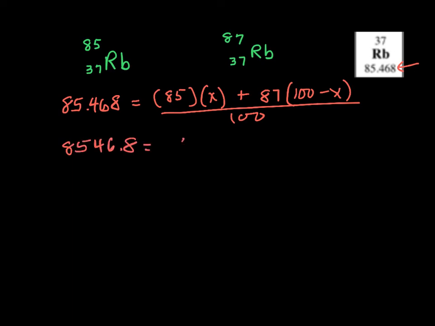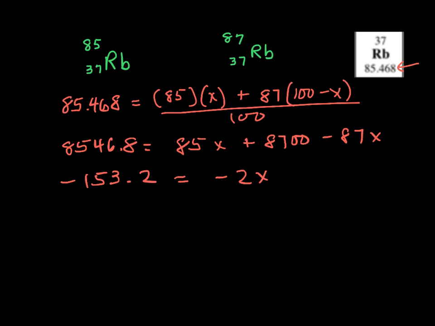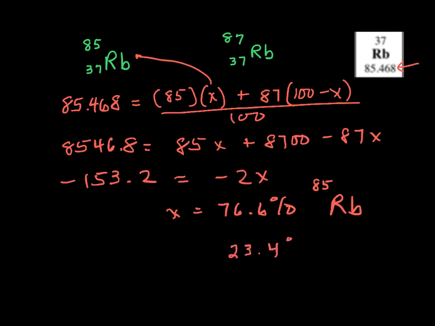8546.8 equals 85X plus 8700 minus 87X. We've got a minus 2X on this side and a minus 153.2 on this side, divided by minus 2. And we're going to get X is 76.6%. And this is the one we called X, so it's going to be rubidium 85. And then just subtract from 100, and you've got 23.4% of the rubidium 87.